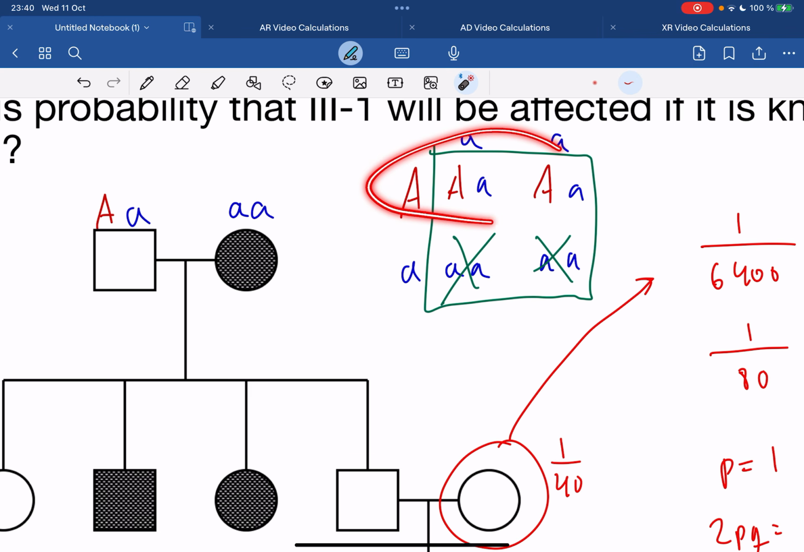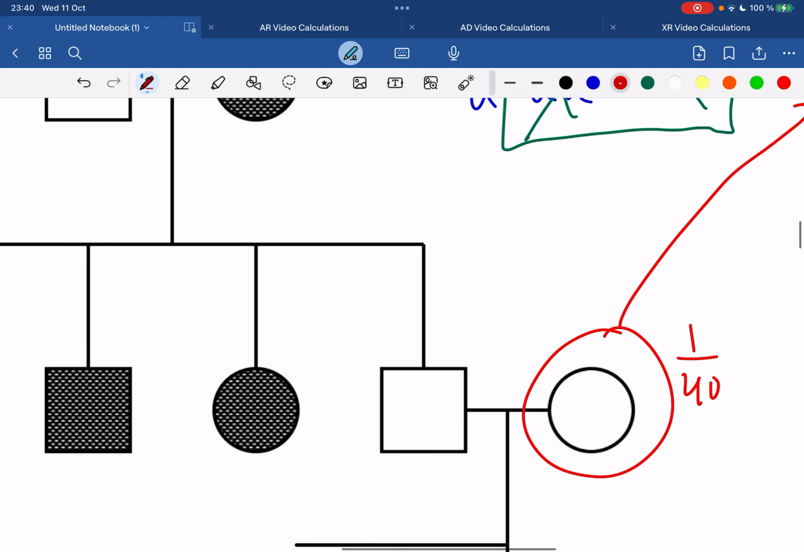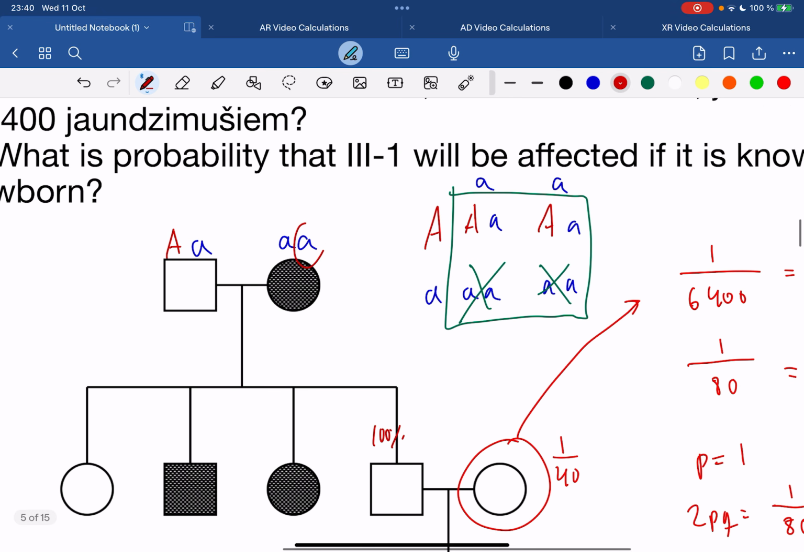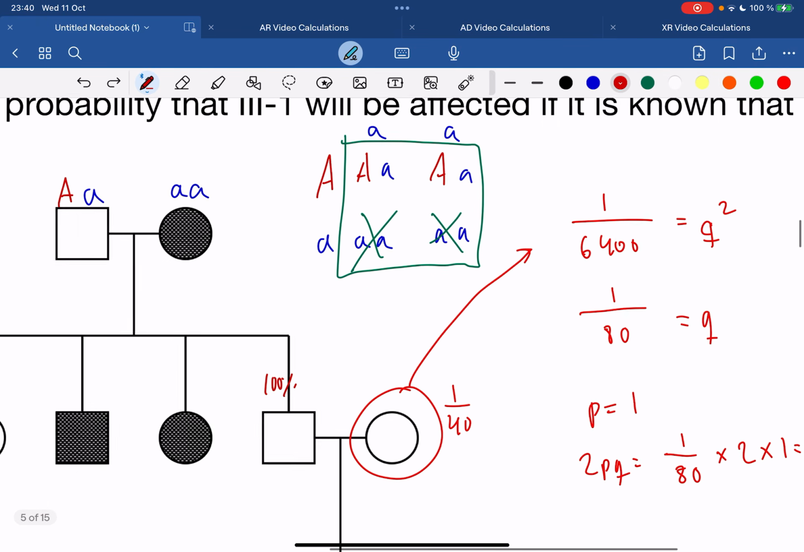And what are the chances for this person to be a heterozygous carrier? That is, of course, 100%. Why? Because he must have gotten at least one of the recessive alleles. And since he's healthy, the other allele would be a dominant one, i.e. heterozygous. Okay.